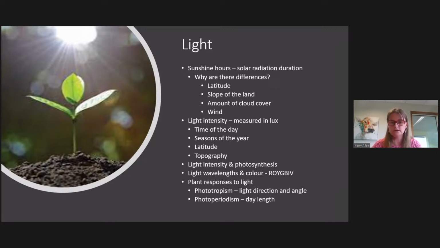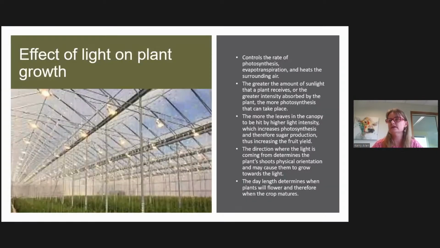Okay, so that's enough about what light actually is. We're going to move straight into the effect of light on growth of the plant. So light controls photosynthesis, and it also has an impact on evapotranspiration. We'll talk about that in a moment, but it also heats the surrounding area. So that's the secondary impact of light. As we've talked about, the higher the intensity, the higher the photosynthesis that will take place. The more light that hits the canopy or the leaves, the higher the photosynthesis, therefore more sugar will be made, and therefore you'll have a higher fruit yield.